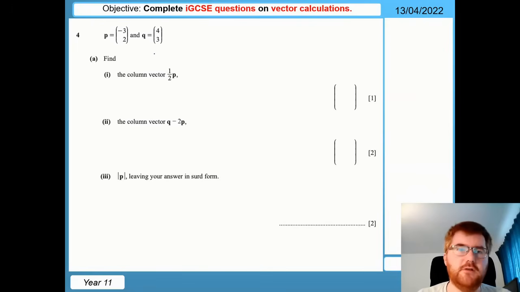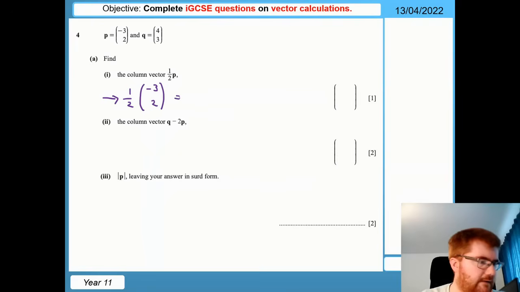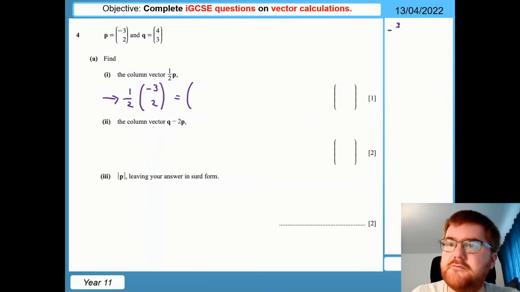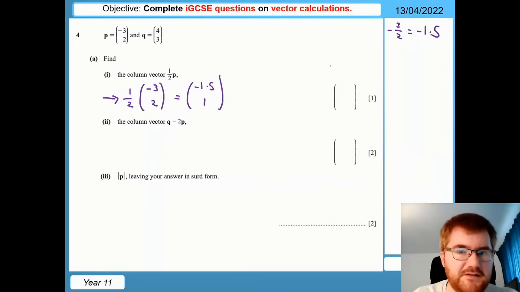Right, on to the next question, question 4. So first of all, we want to work out the column vector, a half of p. The way we do that is very similar actually to the very last question we did. So you want to find a half of this vector here, which is (-3, 2). Now I suspect they do want this in decimals. Generally with vectors you do. So a half times -3, well that's equal to -3/2, which is the same as -1.5. So this will be -1.5, and then a half times 2, well that's equal to just 1.